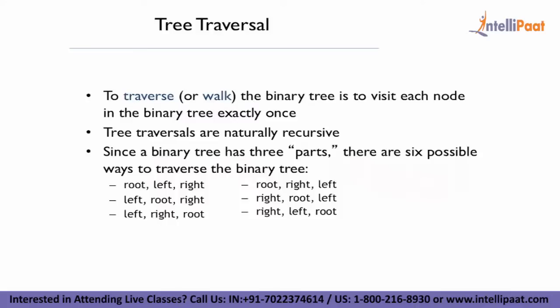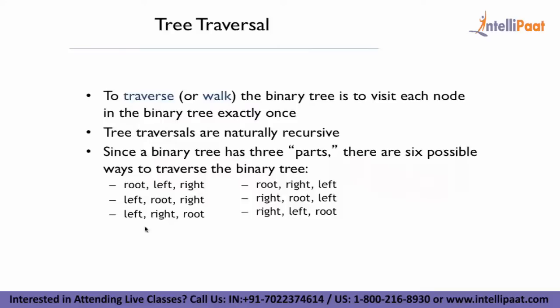Since a binary tree has three parts, root, left, right, there are six possible ways to traverse a binary tree. First we traverse the root, then the left child and right child. Left child and right child are like the left subtree and right subtree. In traversing terms, left always means the left subtree, and right the right subtree. Here first we traverse the root, then the left subtree of the root, then the right subtree of the root. Left root right means first we traverse the left subtree of the root, then the root, and then the right subtree of the root.